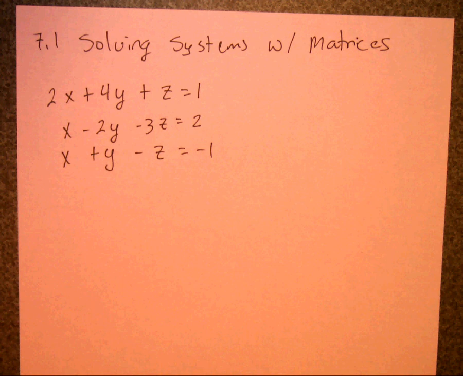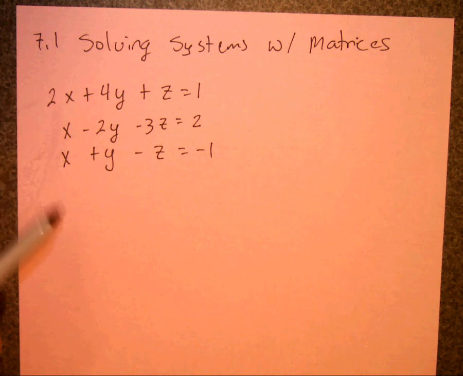Okay, so solving systems with matrices. The very first thing we need to do is make a matrix out of my system. Keep in mind what our end goal is. I need ones down the diagonal. So looking at my first variable, I need the first position in my matrix to be a 1.